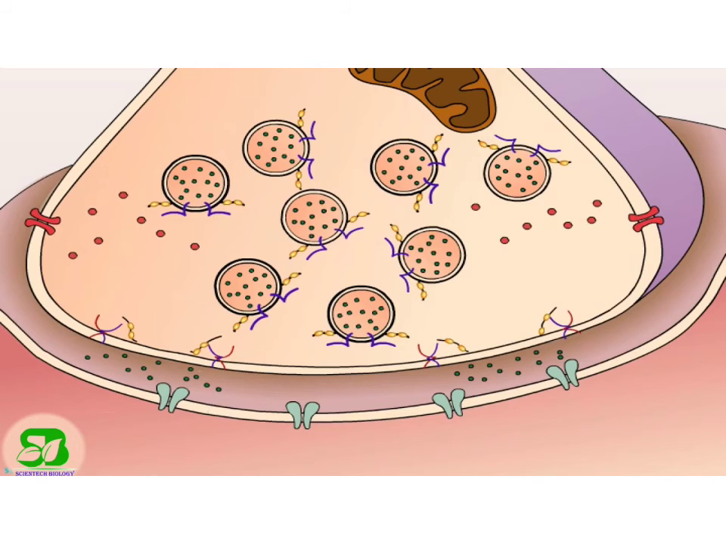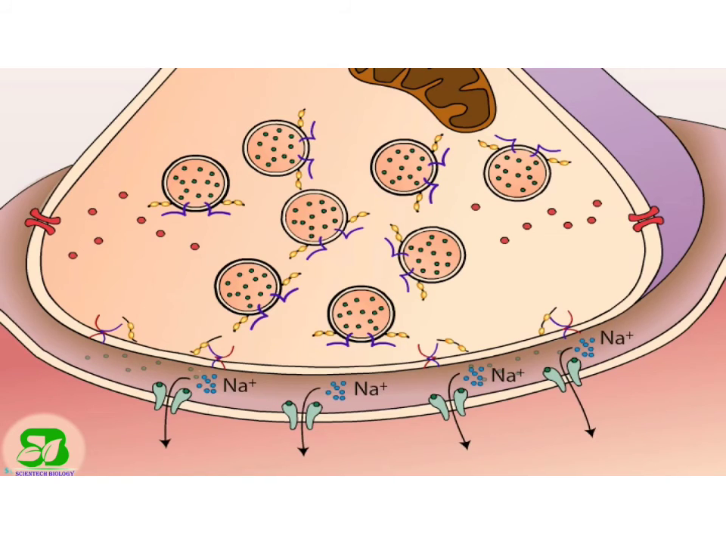Some of the transmitter molecules bind to the special receptor molecules in the postsynaptic membrane. The response of the postsynaptic cell, either excitation or inhibition, depends upon the particular neurotransmitter and receptor combination. For example, the receptor for acetylcholine is permeable to sodium. After binding to acetylcholine, the channel opens and sodium ions enter the postsynaptic cell, thereby generating an excitatory postsynaptic response.